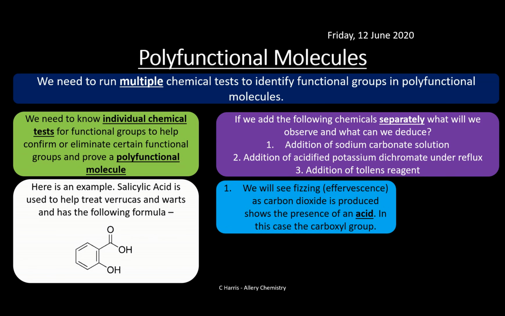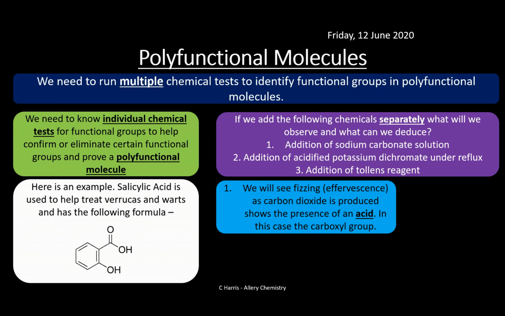So remember, one of the tests, and we'll see it towards the end of the video as well, one of the tests of an acid, like a carboxylic acid in this case, is you add it to a carbonate and you see fizzing. So this is a sign of a carboxyl group because this is an organic compound. So that tells us that we must have an acid group in there.